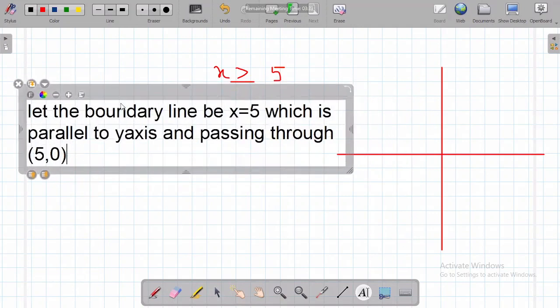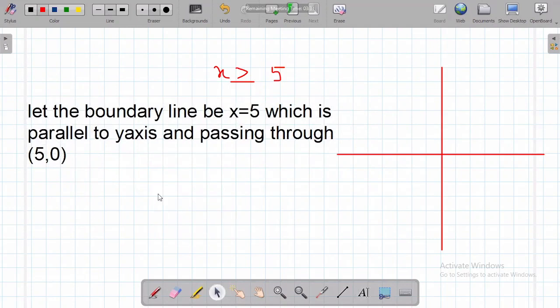Okay, so what I have written you can see: let the boundary line be x equals to 5, which is parallel to the y-axis and passing through the point (5, 0). Now where is (5, 0)? (5, 0) is here: 1, 2, 3, 4, 5. If (5, 0) is here, the boundary line is like this way. Sorry, the boundary line will be like this way. This is the boundary line. So if there is only one variable, now you don't need to make the box.